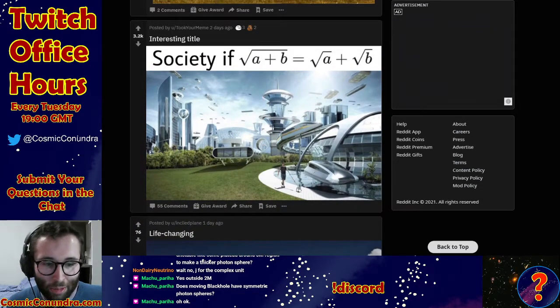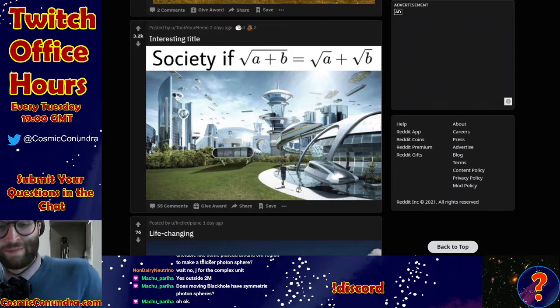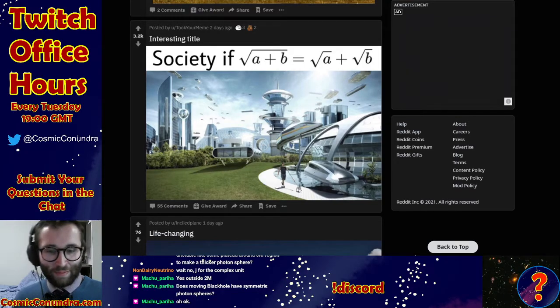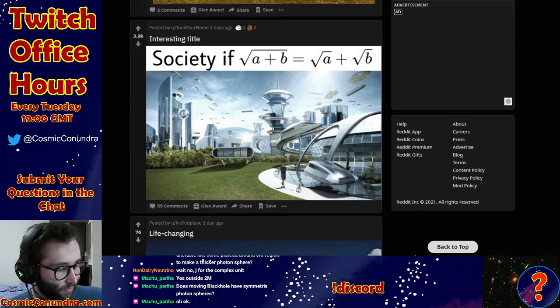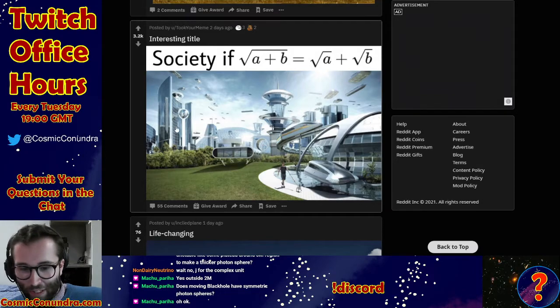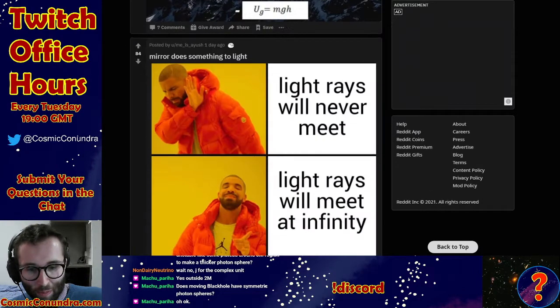Is the square root of a plus b equal to root a plus root b? Yeah, pretty much. Same thing as a plus b all squared being equal to a squared plus b squared. That would be nice. That would have made 16-year-old maths classes a lot more pleasant for me.